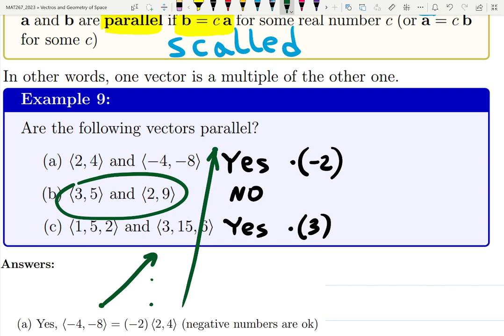So you see visual supports algebra. The first approach is the algebraic approach. You just see if you can find a scalar. The second one is the geometric approach. You actually visualize it. And it supports, indeed, for B, they are not parallel.